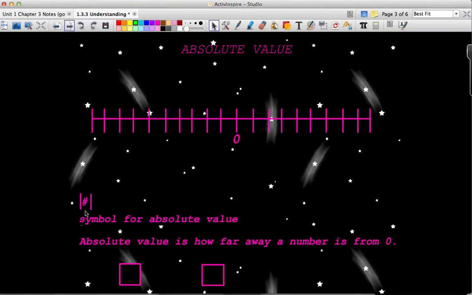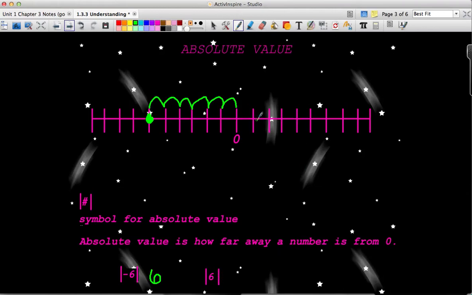All right, so right here you have the symbol for absolute value. So when you see a number in between these two straight lines, it means that we are looking for the absolute value. Okay, and again, the absolute value is how far a number is away from 0. So in this case, let's try -6. -6 would be 1, 2, 3, 4, 5, 6, right here. And then if we count how many places away it is from 0, we would count 1, 2, 3, 4, 5, 6. So in this case, the absolute value of -6 would be 6.